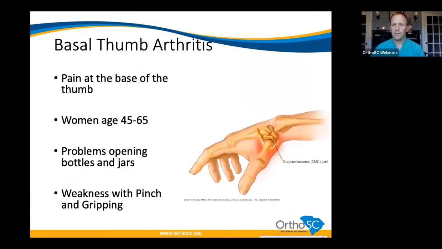So basal joint arthritis, this is thumb arthritis, and this is pain at the bottom of the thumb down here. And so if you're opening bottles or jars, turning a key, that can cause pain at the thumb. This is more commonly seen in women, but pretty much everybody as they get to their 60s, 70s starts getting arthritis in the base of the thumb.